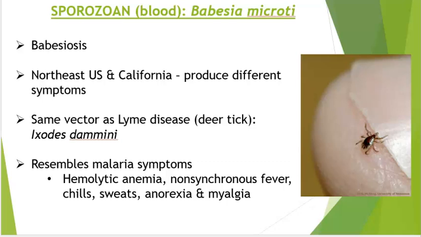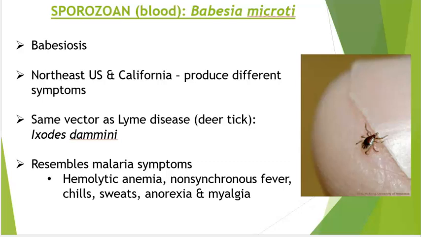The next blood sporozoan that we're going to discuss is Babesia microti, and this particular parasite can be found in the northeastern U.S. It can cause a number of different symptoms in patients. It has the same vector as Lyme disease.